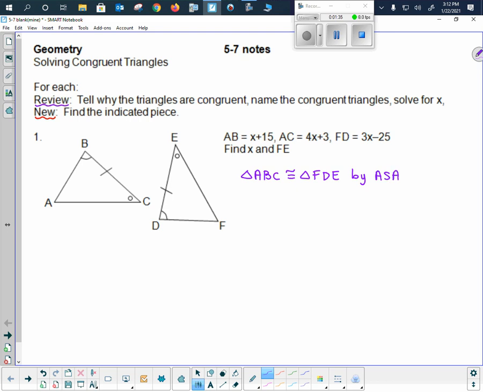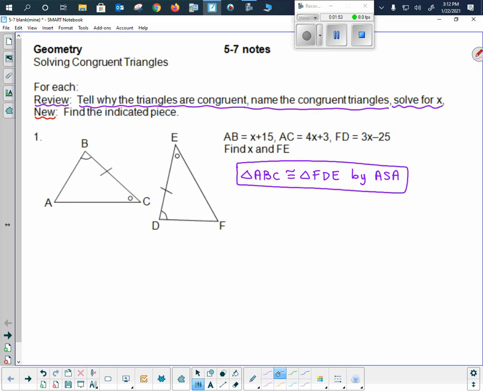Now, since that's part of what they're asking us, telling why the triangles are congruent, that's the angle, side, angle, and naming the triangles in the correct order, I'll go ahead and box that. So expect to be seeing that on quizzes and tests. Next, it asks me to solve for x. So the way I'm going to go about that is looking at the information that's given to me in this line. So notice AB, AC, and FD are all sides of the triangle. Segments or sides, whatever you want to look at, but I'm usually looking at sides or angles. So those are sides of the triangle.